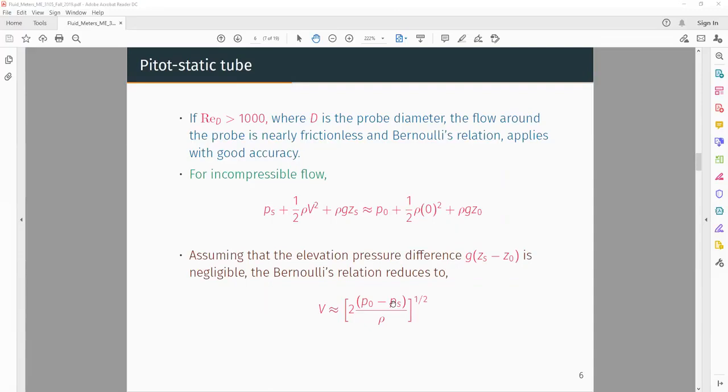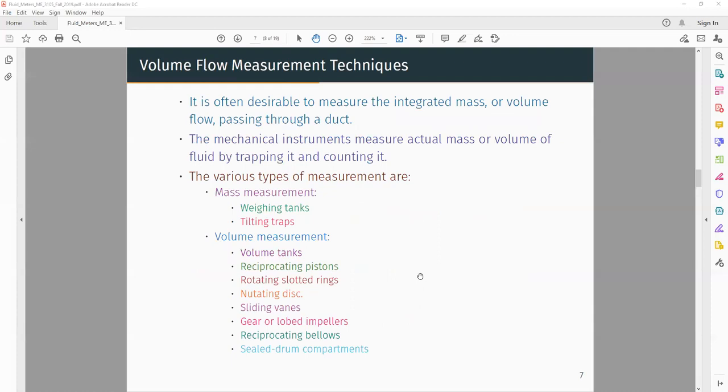And if we know the velocity of the fluid, we can find out the flow rate of the fluid by multiplying by the cross section through which the fluid is flowing. So essentially the flow measuring devices are actually velocity measuring devices, and we multiply by the cross sectional area through which the fluid is flowing to get the flow rate of the flowing fluid.